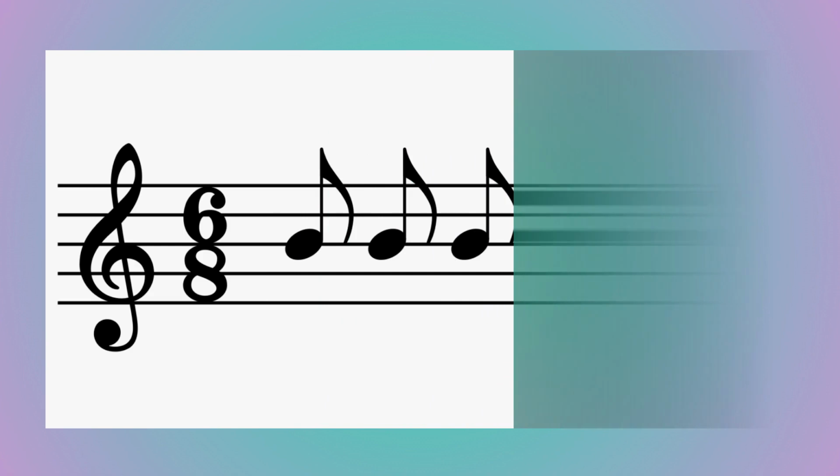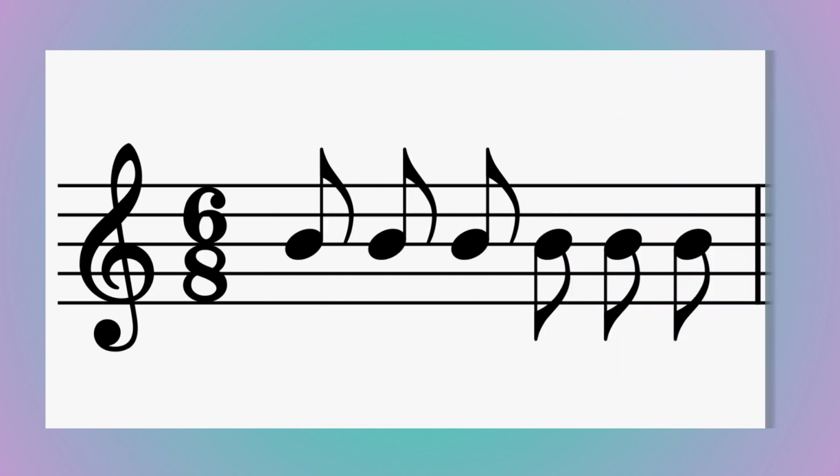Let's try another. Here's 6/8. Take a second and see if you can figure out what one measure of this music would look like. 6/8 tells me that I need 6 eighth notes for one measure of music.